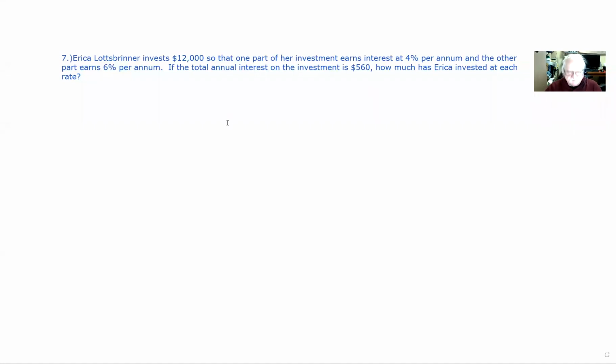This is question 7 of the chapter 4 agenda questions. And what they want us to do in this situation is to create two simultaneous equations and then solve the system of simultaneous equations. But they want us to create equations that are in the standard form, contain no fractions, and no decimals. So let's digest the information we have.